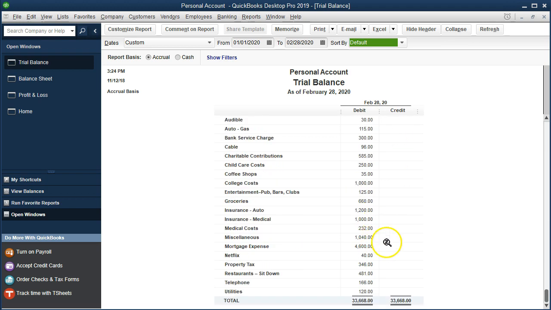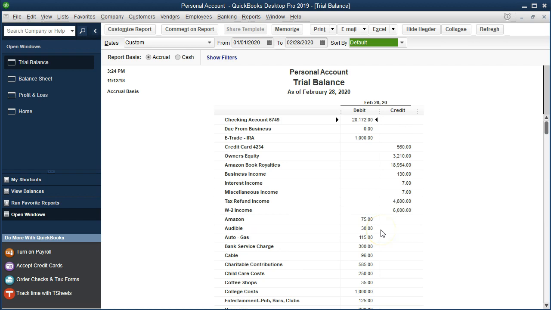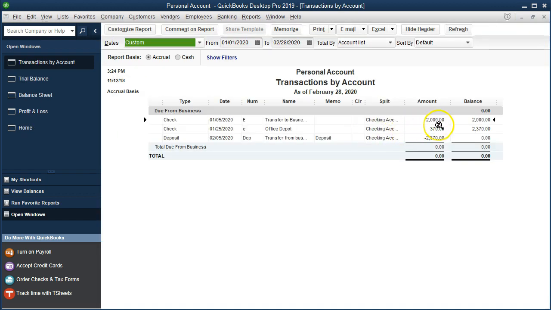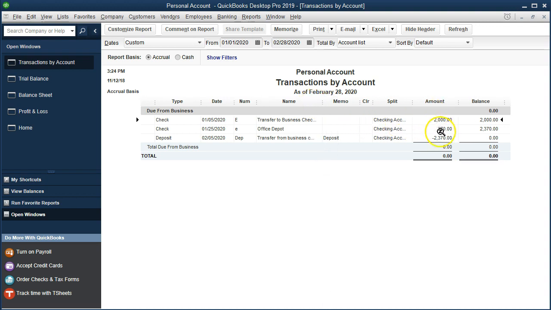What we want to do is check out the account related to this one. Due from business. You can see it's 0. That's why it wasn't on the balance sheet. But you can look at the detail of it by double clicking on it. You can see the activity: here's a transfer that we had to the business checking account. And here's an expense that we made out of the personal account that should have gone to the business, that we allocated over. So that gave us $2,370.